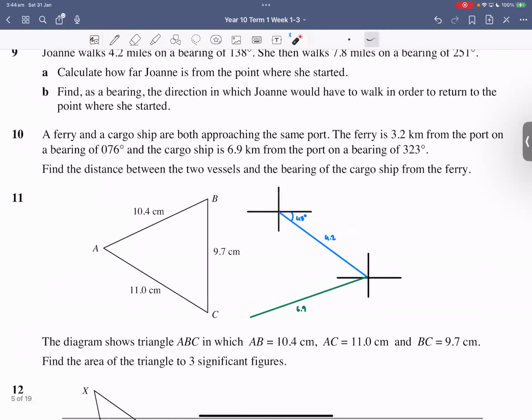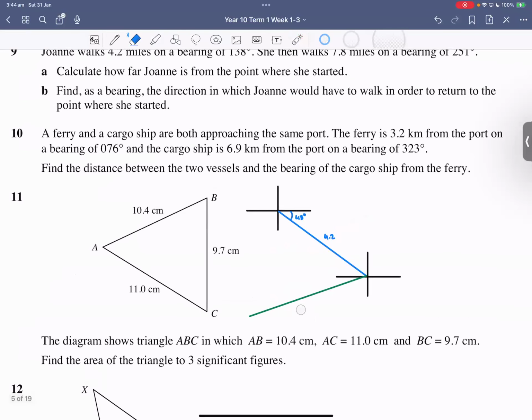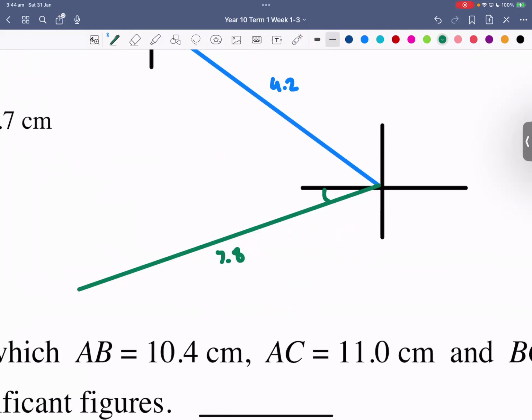Oh, sorry, I started reading the wrong question. You're right, 7.8. Sorry, I started reading 6.9 from question 10. 7.8 on a bearing of 251. So 251 is almost 270. It's like 19 degrees shy of 270.